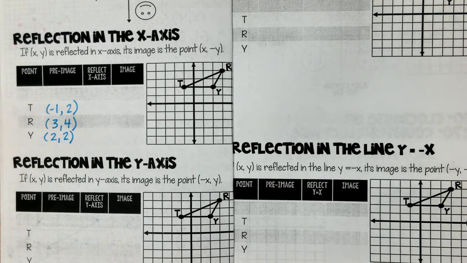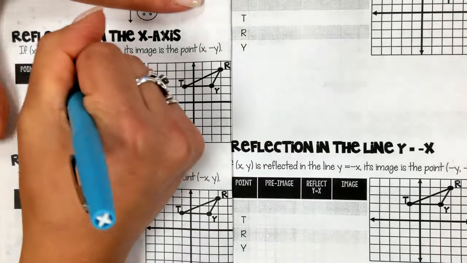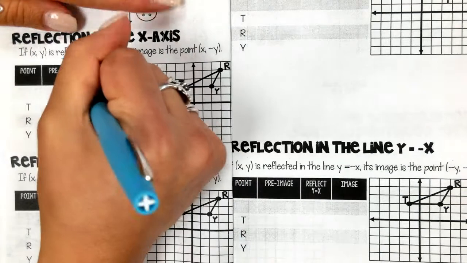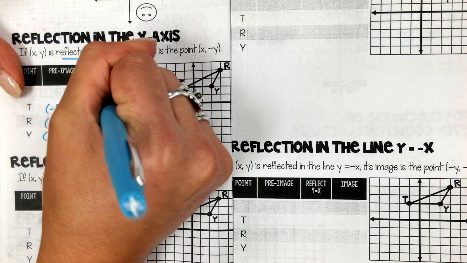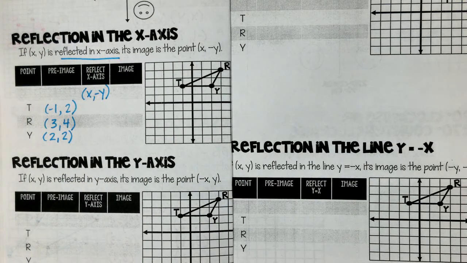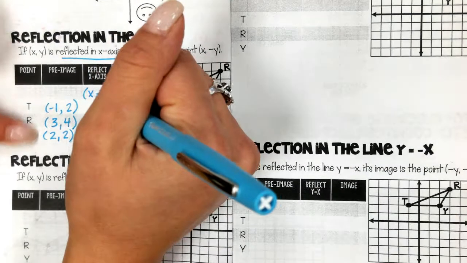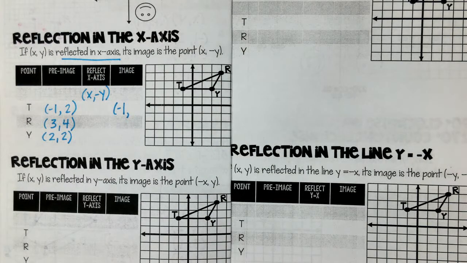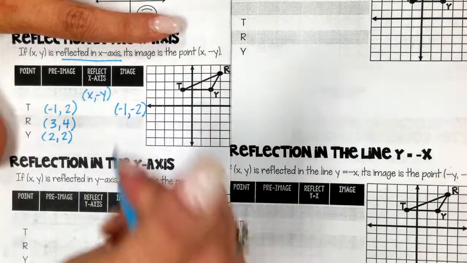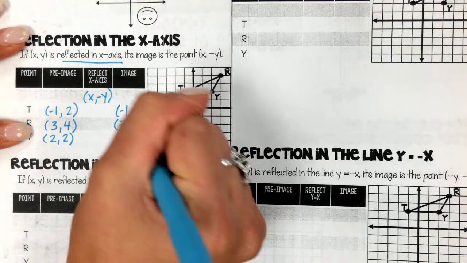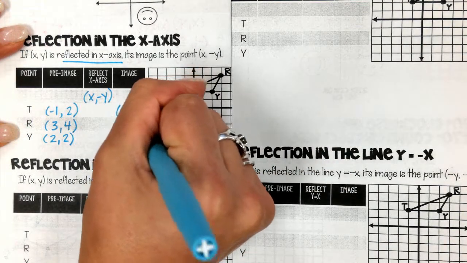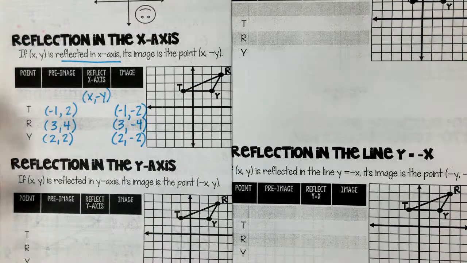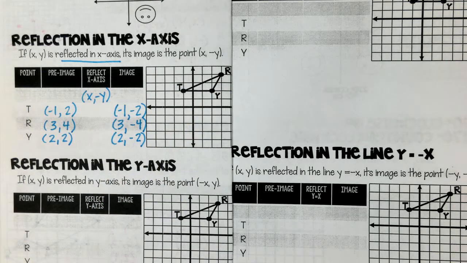Okay, so since we are reflecting over the x-axis, we are only going to change the y-coordinate. When we reflect over the x-axis, the only thing that changes is the y, and you're going to do the inverse or the opposite of that. So the x-coordinate stays the same. This is going to stay -1, but we're going to flip the 2 into what? -2. Good. And then 3 stays the same, 4 turns into -4, and then 2 stays the same, and 2 is now -2. All right, so you are now plotting these points into your graph.